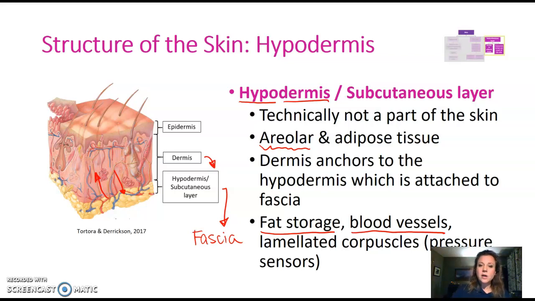We also have something called lamellated corpuscles, which are found within or near the hypodermis. And these are receptors, and here's one right over here in our picture, that are going to sense deep pressure. So if you're about to step off of a curb into traffic, for instance, and your friend grabs your arm and yanks you back, and you're like, ow, that hurt my arm. The reason why you're feeling that is because the pressure of your friend's grip activated these lamellated corpuscles.